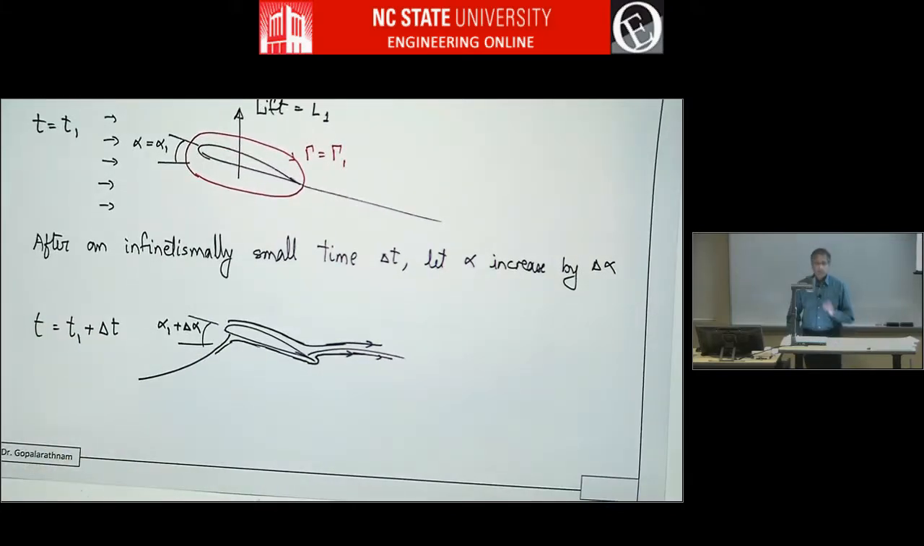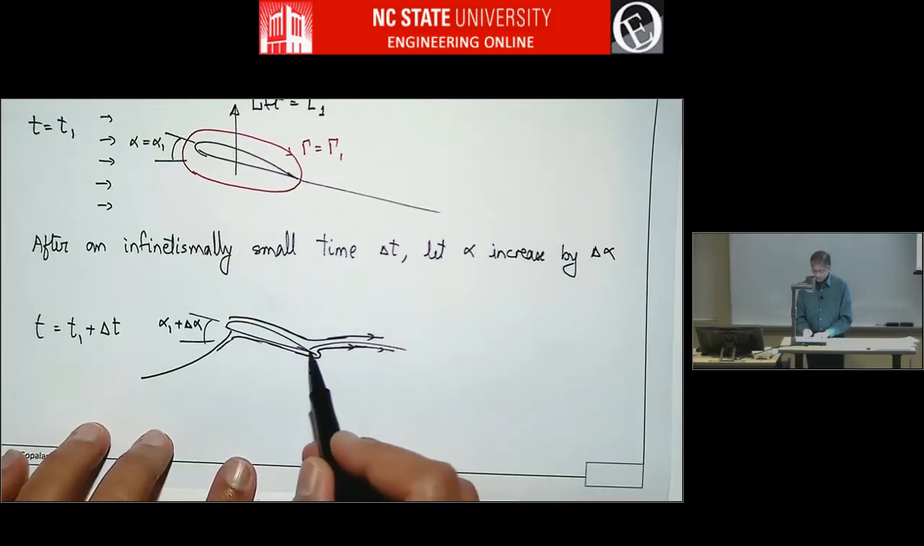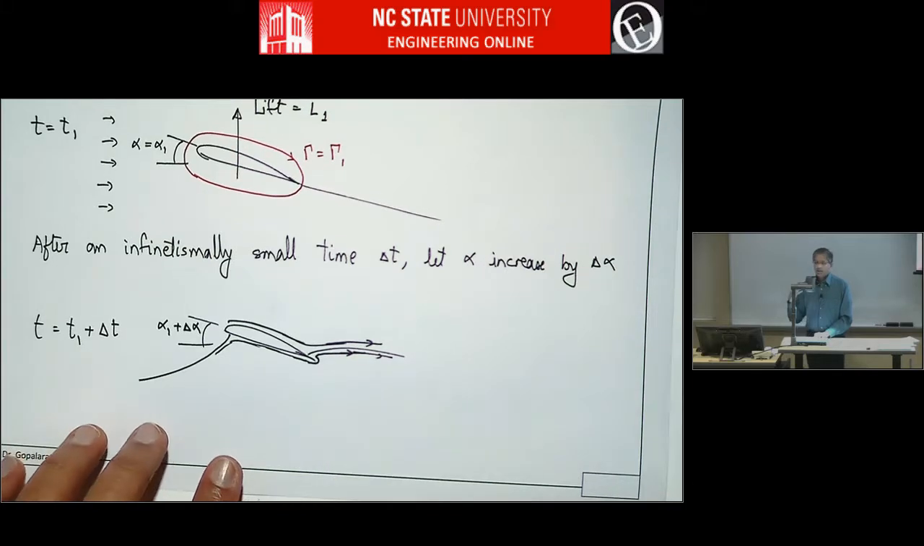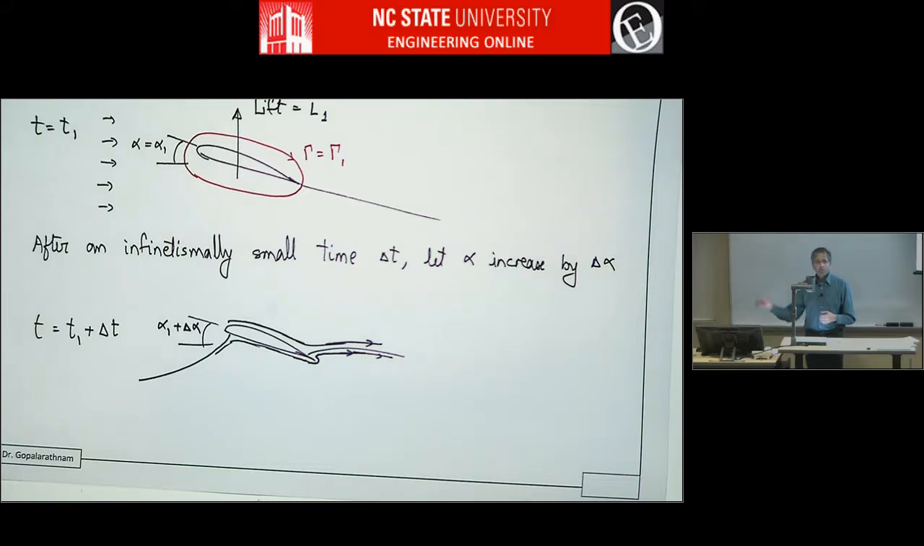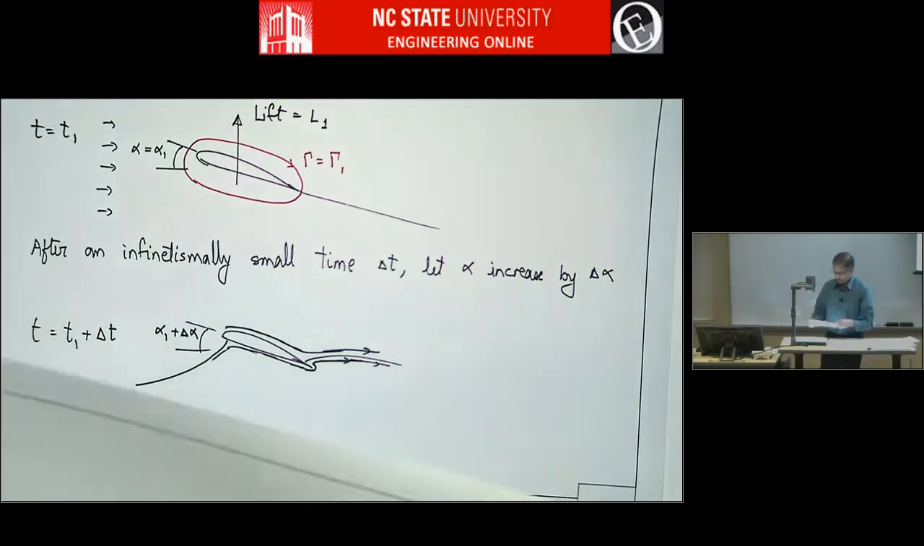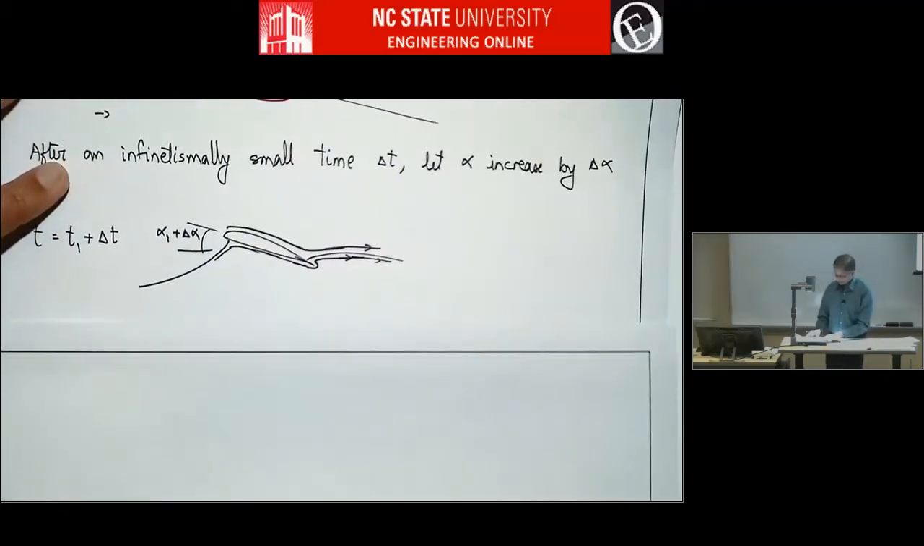But very quickly, because the flow is going around a sharp trailing edge, on the other side of the sharp trailing edge, it's going to have a very high adverse pressure gradient. It can't go into that adverse pressure gradient, so it will separate. And it will separate and form a vortex that is shed downstream.